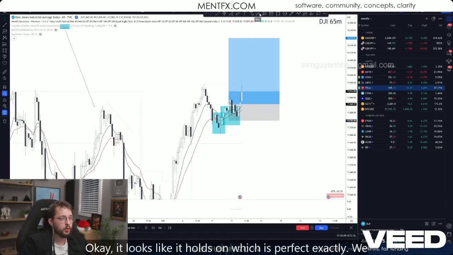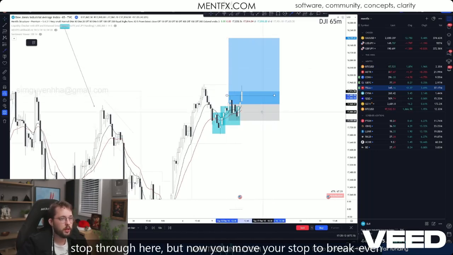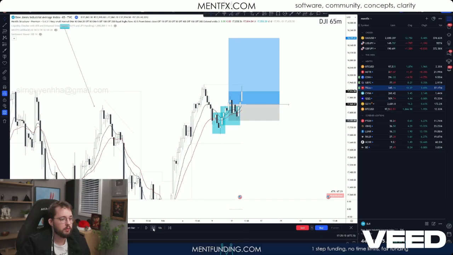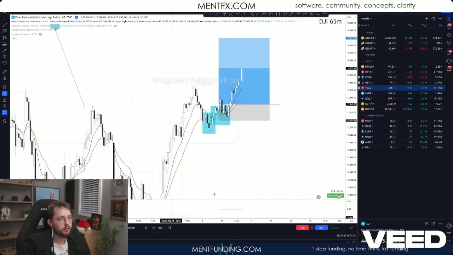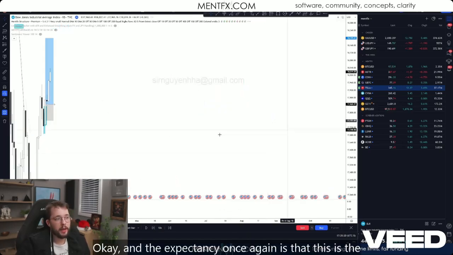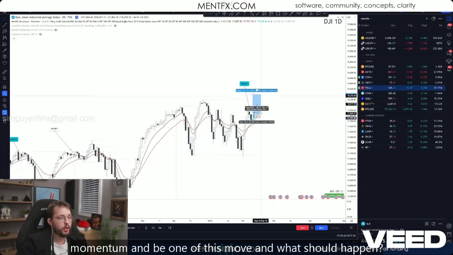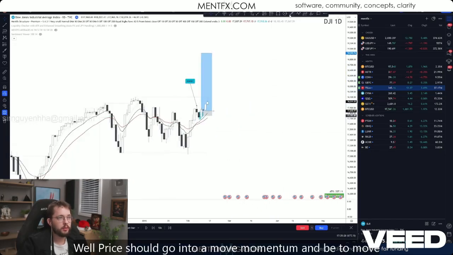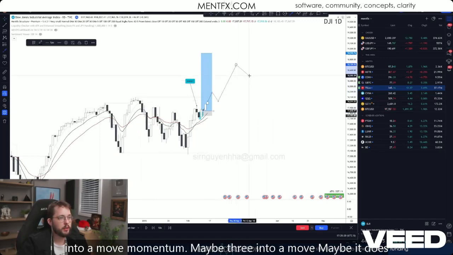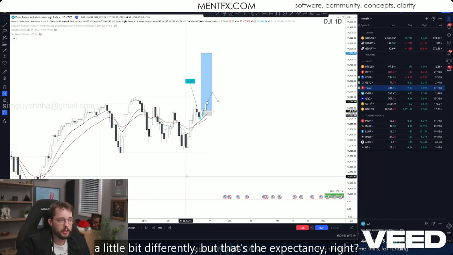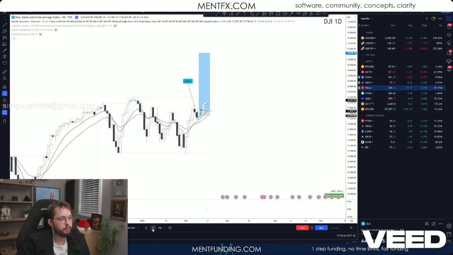Okay, it looks like it holds on, which is perfect. Exactly what we want to see. Now if we got stopped out, you could just buy stop through here, but now you move your stop to break even. Okay, and the expectancy, once again, is that this is the momentum MB1 of this move. And what should happen? Well, price should go into a move, momentum MB2, into a move, momentum MB3, into a move. Maybe it does it a little bit differently, but that's the expectancy, right?